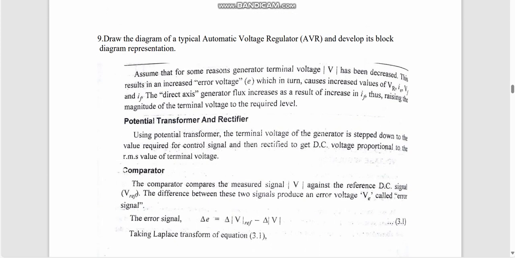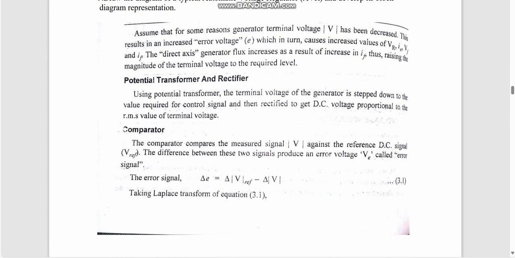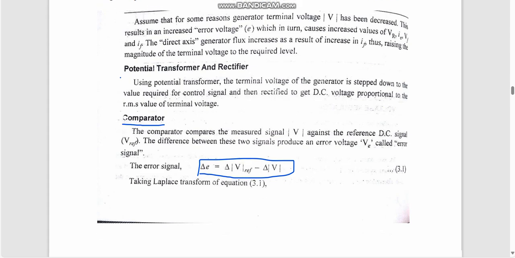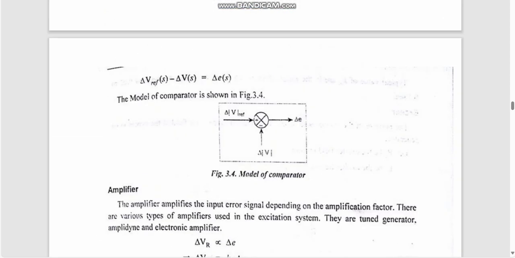Next, we enter into the 13 mark question. That is the AVR, automatic voltage regulator. In that question, we have to design an automatic voltage regulator. Here, first we have to design the potential transformer. Then we have to design a comparator. A comparator is a device which compares 2 signals. Here we have to write this equation. Next, we have to model the comparator. If you draw the comparator, you will be awarded 2 marks.